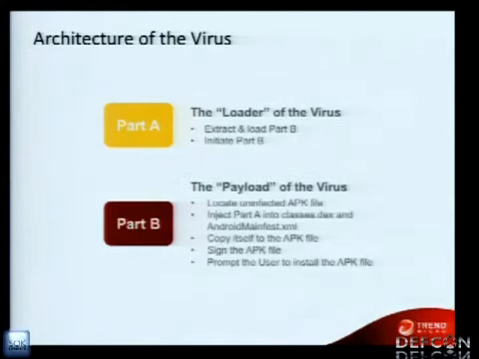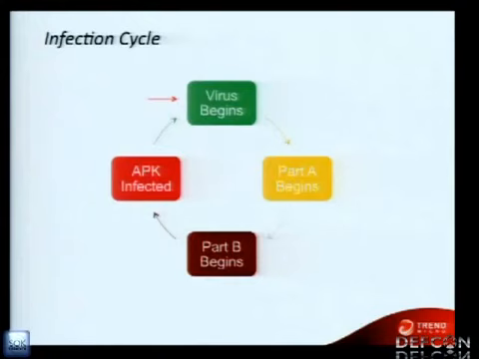Part B is the main payload of the virus. It will try to find an APK, inject part A into the APK, and copy itself, part B, into the APK. Because the APK is modified, part B will try to re-sign the APK, and at last, part B will prompt the user to install the infected APK. So, when a virus begins, it starts part A, and part A starts part B. Part B infects another application, and when that application starts, the virus begins again. So, part A, part B, again and again. Yeah, this is truly a virus.